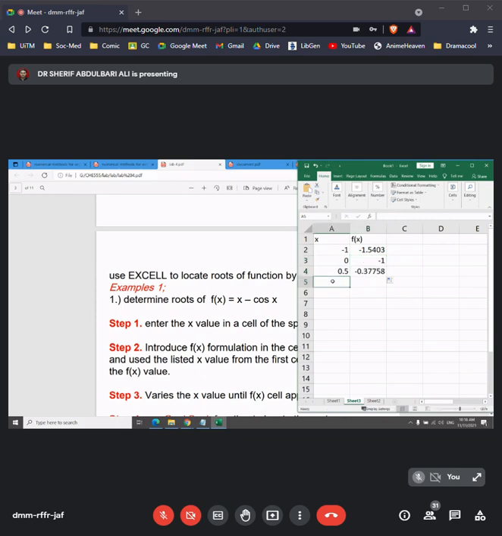Let me try the value of 1, and also 1.5, and the value of 2, and see what the answers are going to be. So when I drag like this, I find the values here. This is my table, and these are all the values.